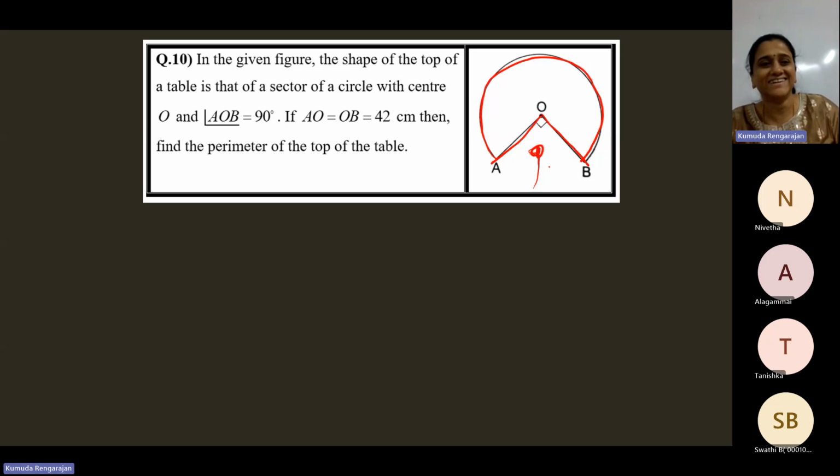Okay, so this is a top of a table. Top of a table.